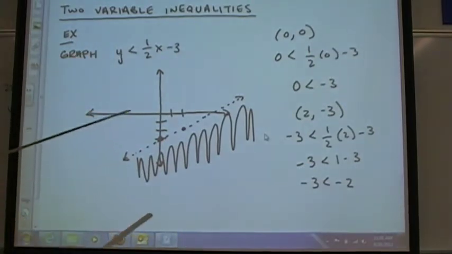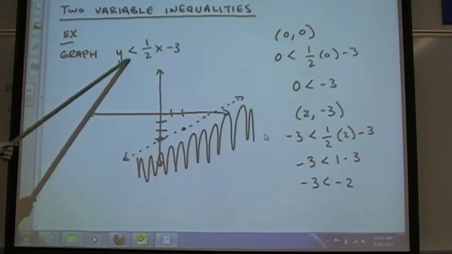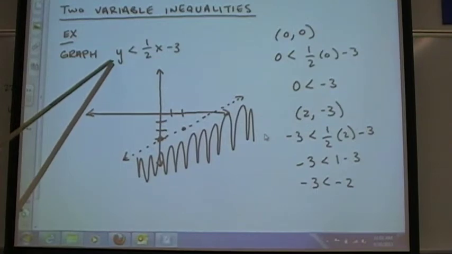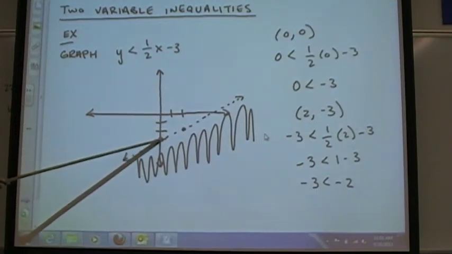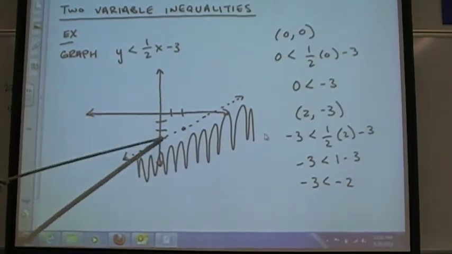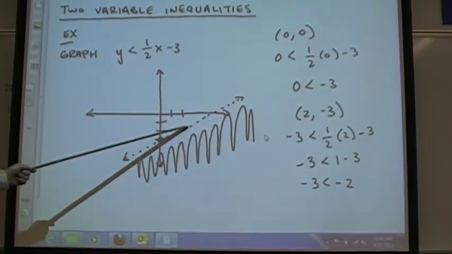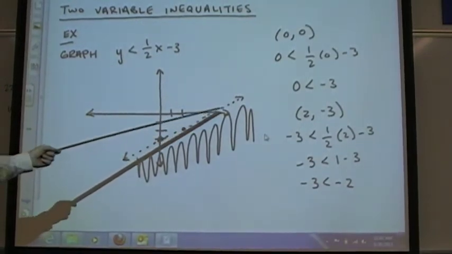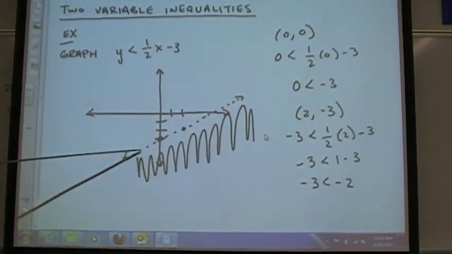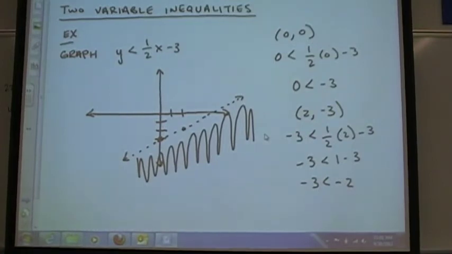You already told me it's slope-intercept form. Just by looking at it, what's your y-intercept? -3. You put a point at -3. And your slope? 1/2. So you rise 1, run 2, put another point, and we draw a dotted or dashed line. What makes it dotted or dashed?